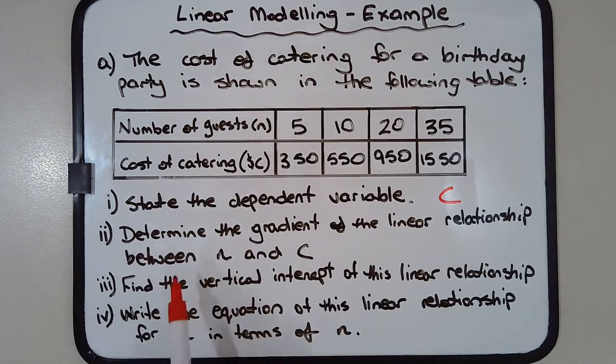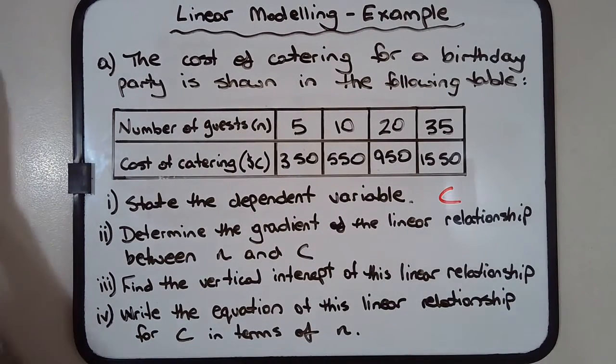So part 2, determine the gradient of the linear relationship between N and C. Now, this is no different to just using the gradient formula to find the gradient between 2 points. So in the previous video that we looked at when we looked at the topic of the gradient formula, you can just pick any 2 points you like from the table, and you can use those 2 points to find the gradient using the gradient formula.